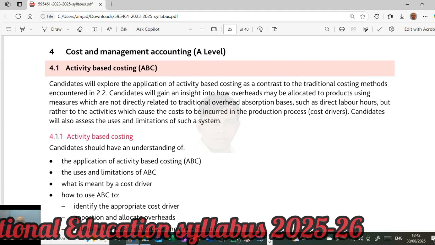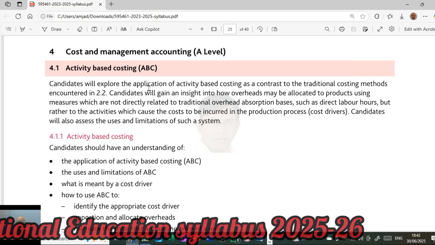So dear friends, welcome. Cost and management accounting, A level. Here we are starting with cost and management accounting A level. So activity based costing. This is a very important topic, so every time questions are asked. This is forming part of all four series.